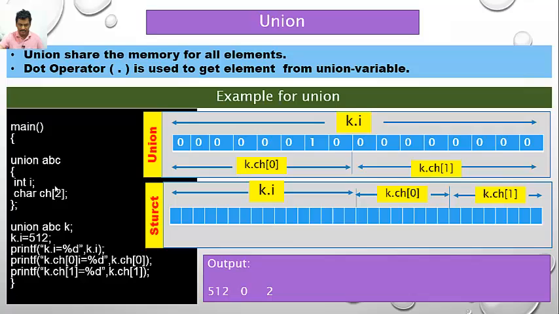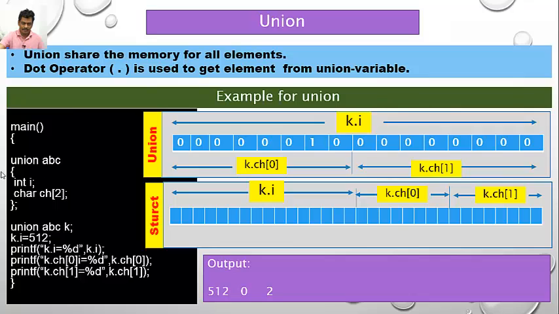If we declare it as a structure, it requires 4 bytes. This diagram shows it in bit format, displaying 32 bits, so totally 4 bytes. The first 2 bytes are for i. The third byte is for k dot ch of 0, and the fourth byte is for k dot ch of 1. In the structure definition, i requires 2 bytes and ch requires 2 bytes, so it allocates 4 bytes.